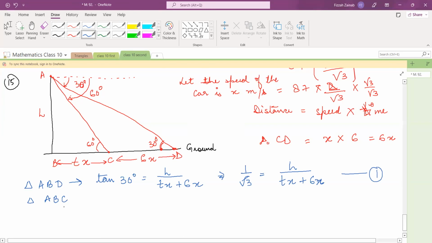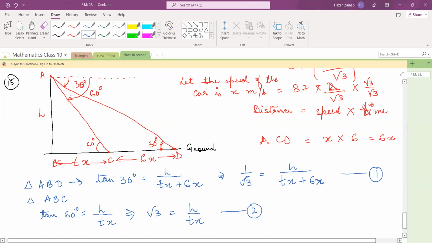Now you come to this triangle ABC, right? Now in triangle ABC, again use tan. So if I use tan of 60 degrees now, perpendicular, that means h, divided by base, that means TX. Clear? Put tan 60. So tan 60 is root 3. That becomes h upon TX. Clear? That's my equation number 2.